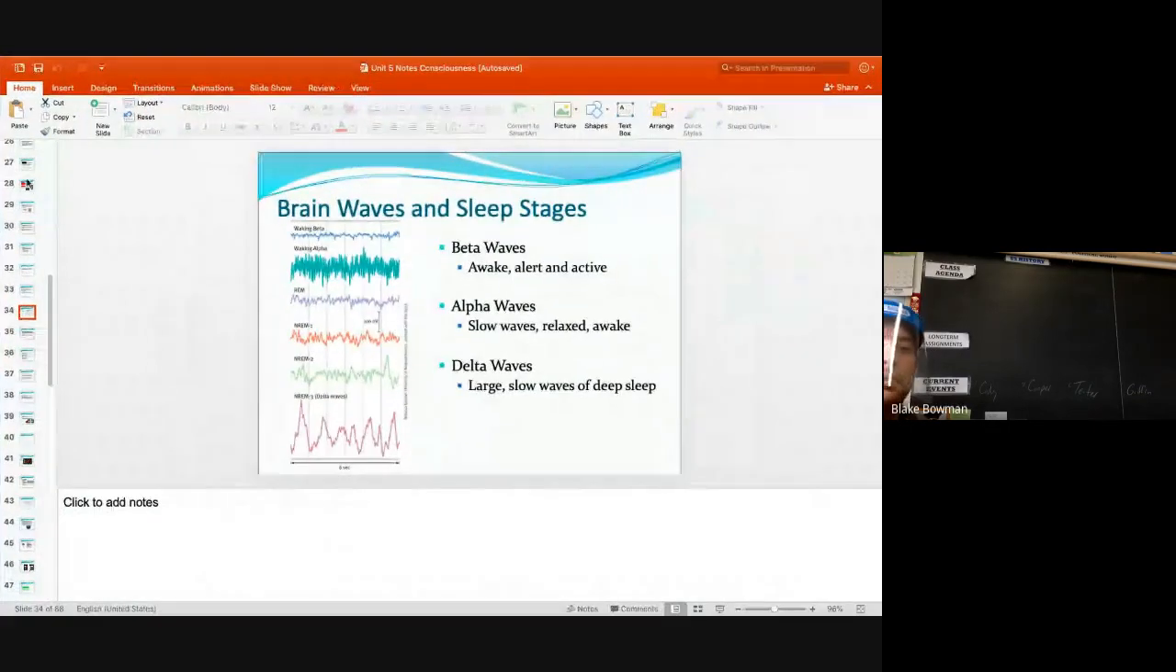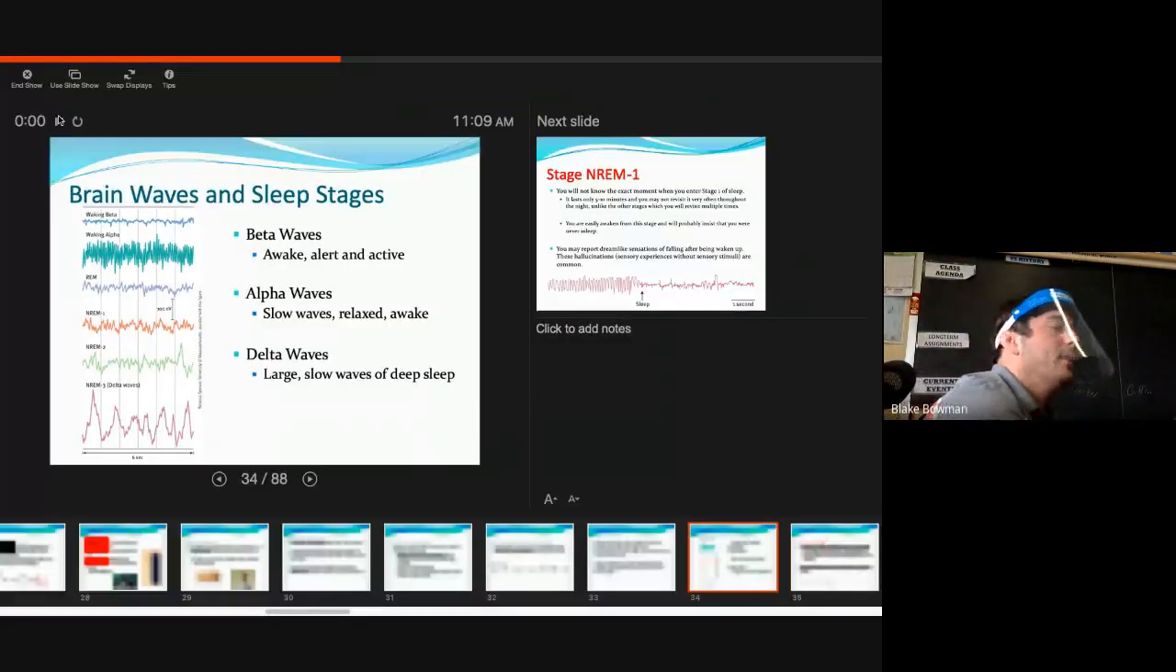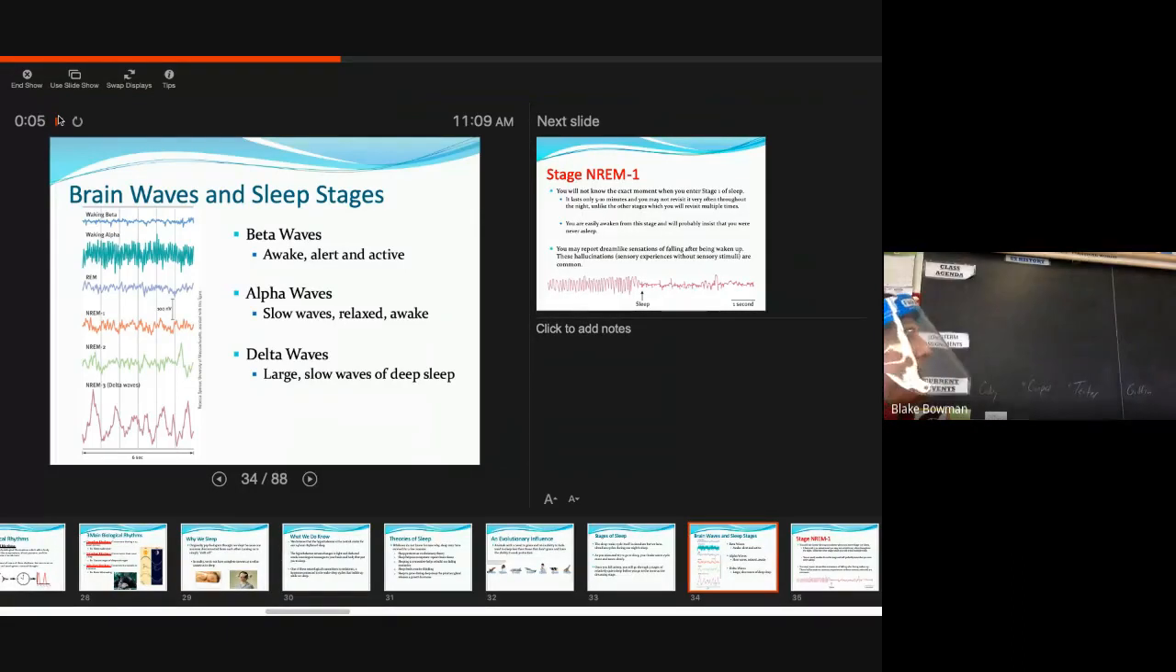And I'm going to move on tomorrow with, if we don't get enough sleep, what happens then? All right, so beta waves: awake, alert, and active. Beta waves are almost like we are in our awake state. This is almost kind of like where we are at REM sleep, stage one.